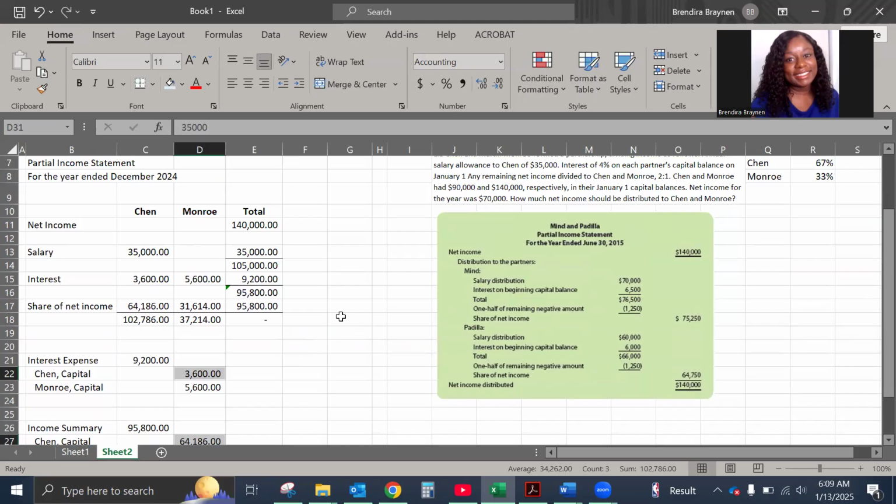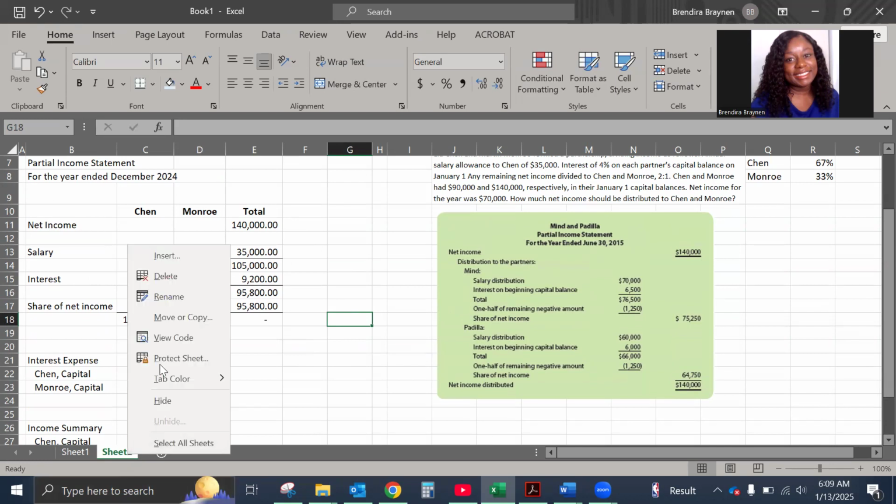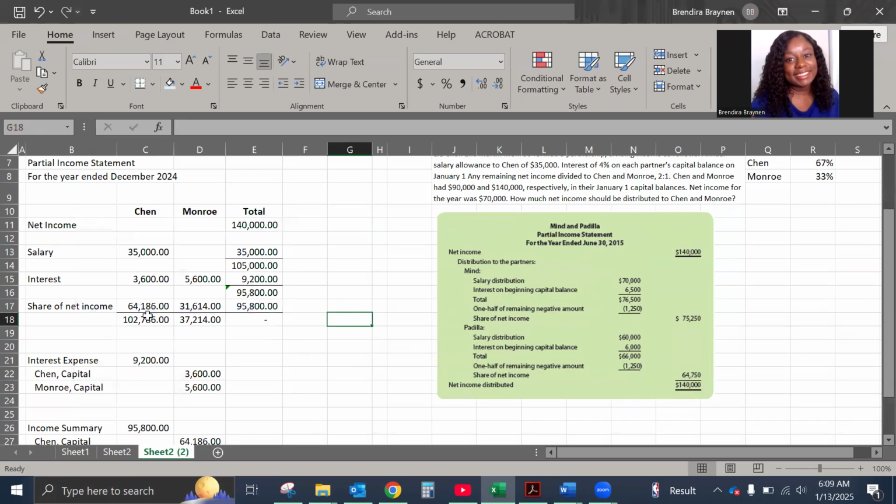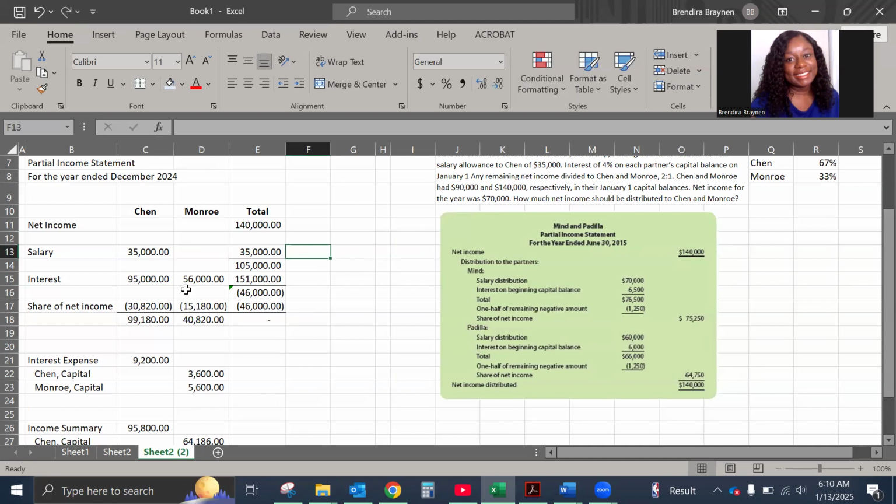This is how we distribute income to partners. Sometimes after interest, let's say, we're going to do a hypothetical situation. Let me just copy this. So let's say we're distributing interest and the amounts are much greater than expected. So the interest expense is, let's say, 95,000 instead, and 56,000. Let's say we have to pay interest in this amount to Chen and Monroe. That can happen.